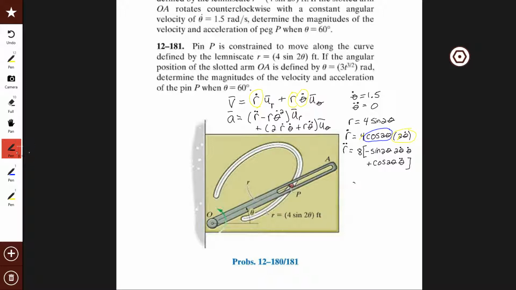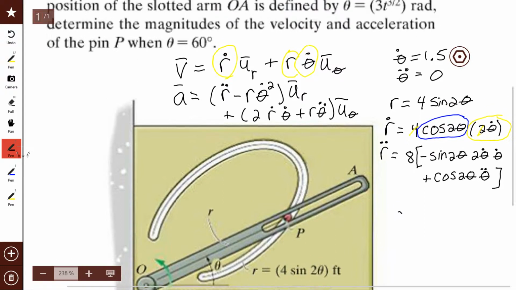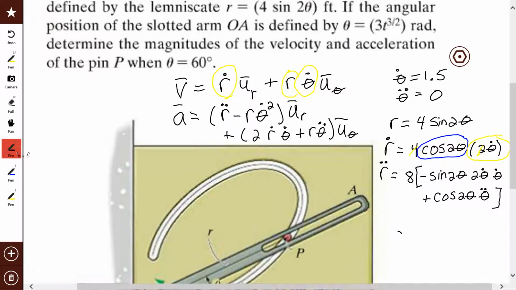Okay, now we're back to looking at problem 181. Essentially, it's the same thing as 180. The difference is that the angle theta is given by formula instead of theta dot being a constant. So the only difference really is trying to find theta, theta dot, and theta double dot. So in this particular case, we're going to write down the formula. They've told us that theta is equal to 3 times time to the 3/2 power.